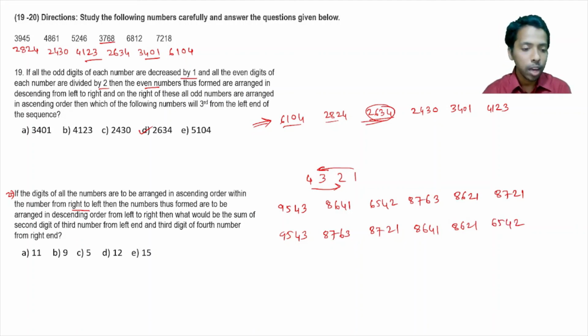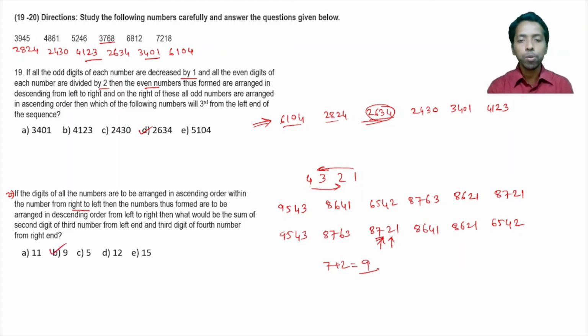Now what would be the sum of the second digit of the third number from left hand? Second digit of the third number from left hand, that is 7 here, right? And the third digit of the fourth number from right hand, that is 2. So what's the sum here? That is 9. So option B is the answer, right?